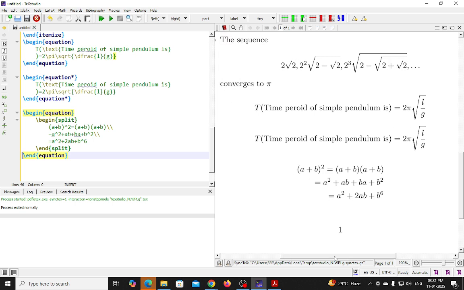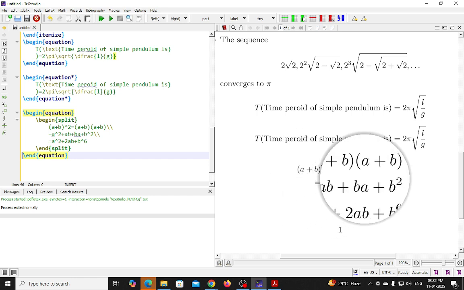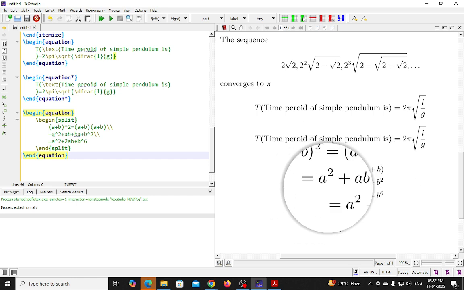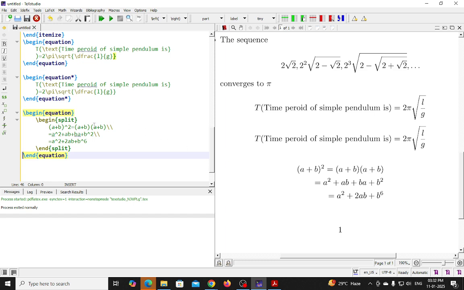Okay, you are getting output, but that output is not in the proper format. That means alignment is not there. So for that I will put the & symbol. These are for the alignments.